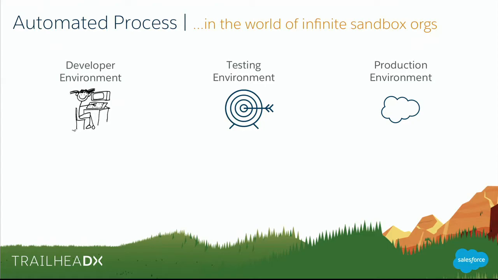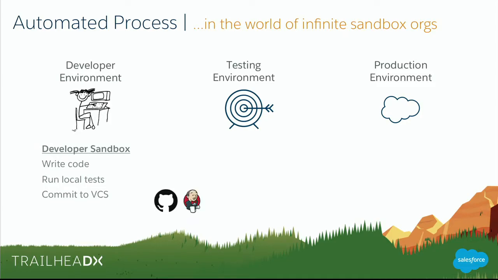In the world of sandbox, how do we do things? Each developer had their own developer sandbox. They would write code. Since this is continuous integration, I'm going to have a version control system. So I'm running my tests, and then I'm committing to this version control system. Everyone's happy. Then what happens with continuous integration is we have an automation tool that's going to step into place here. I've got Jenkins as a logo, but you could use TeamCity, Circle, Travis. Any automation tool will work.